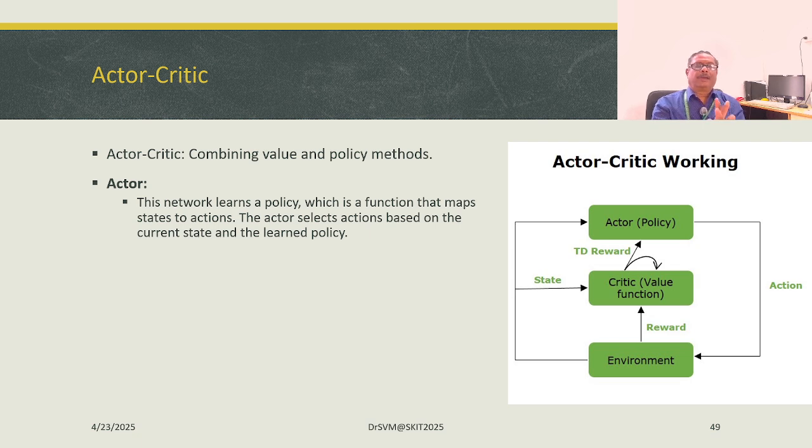And here the actor selects the action based on the current state and, as of now, the learned policy. So looking at that, some action is taken.